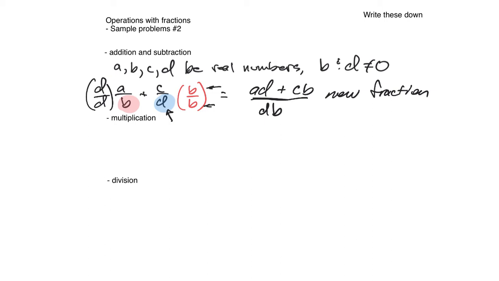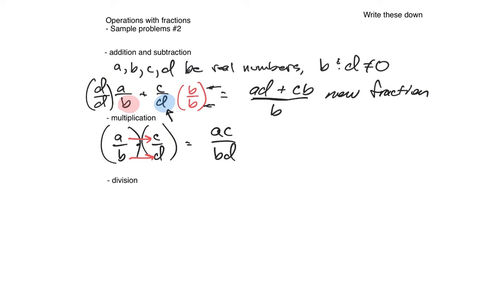Multiplication is a little more straightforward. We're going to use the same numbers. A divided by b times c divided by d, or sometimes we'll see it in parentheses next to each other. When we multiply fractions, we go straight across. So I get a times c over b times d. Okay? I'm going to rewrite this in alphabetical order.